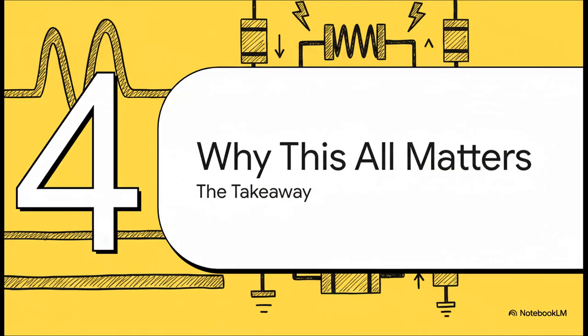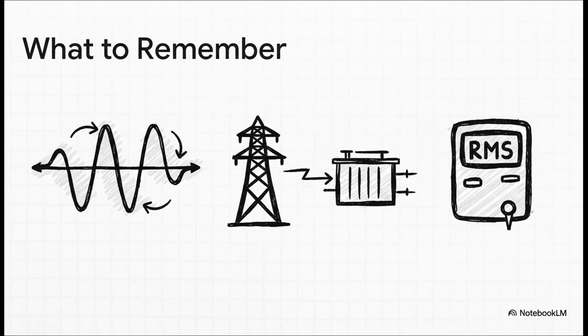So, what's the big takeaway here? Why should you even care about the difference between a flowing sine wave and a flat, straight line? It really boils down to three key things. First, AC's defining feature is that constant reversal. Second, that ability to change is what allows it to be transformed for efficient, long-distance travel. And third, when we need a practical, usable number for AC, we use its effective RMS value.